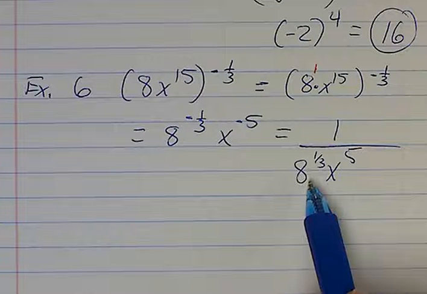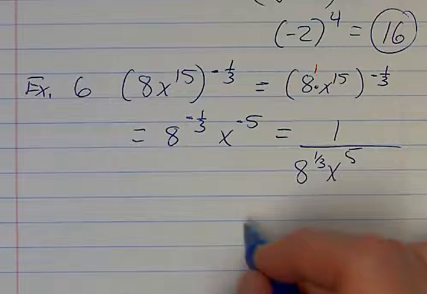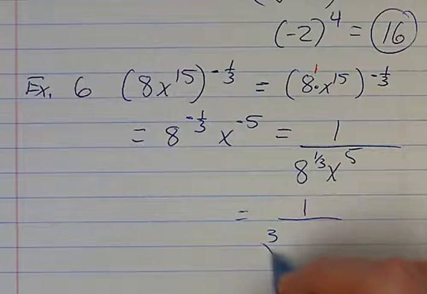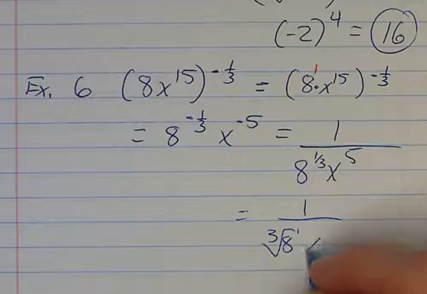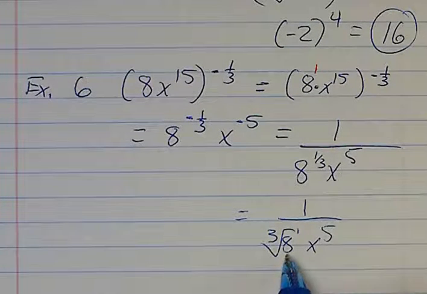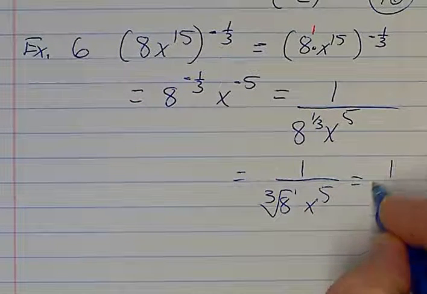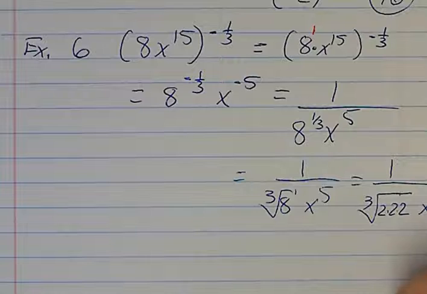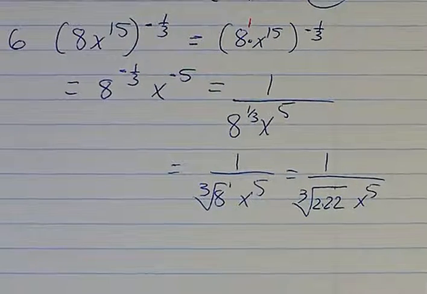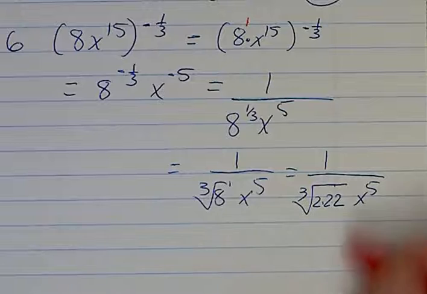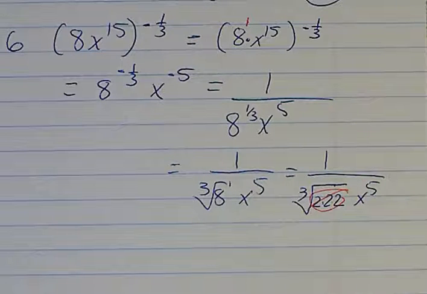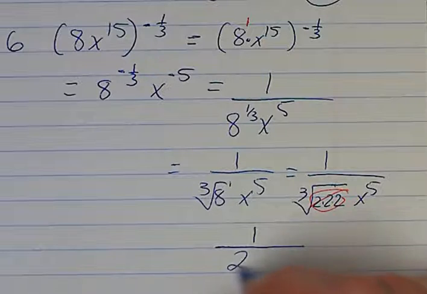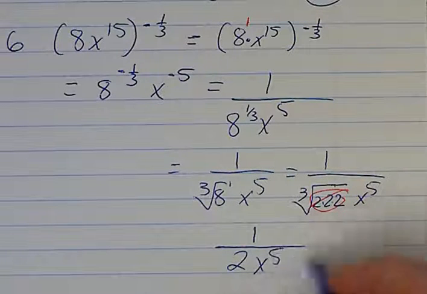And 8 to the 1/3, again, if you're not real sure what it is, just think that is the third root of 8 to the first power. And if you check the third root of 8, that's 2 times 2 times 2. And because it's the third root of 2 times 2 times 2, there's 3 2s, so we can take that 2 out. So your final answer would be 1 over 2, and then x to the 5th.